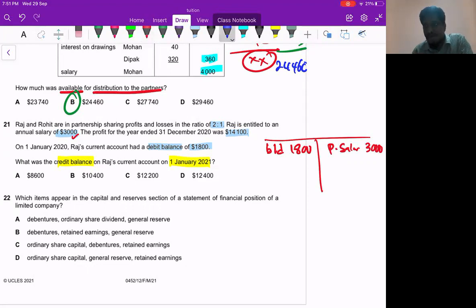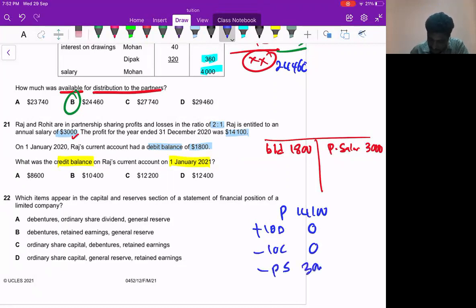You still need to do the appropriation account. You don't take the 14,100 and use this. Cannot. You must take the residual profit and share, not the profit for the year and share. So you need to calculate. Profit is 14,100. You don't have interest on drawings, okay, 0. You don't have interest on capital, okay. Minus the partner salary of 3,000. So 14,100 minus 3,000, you get 11,100.